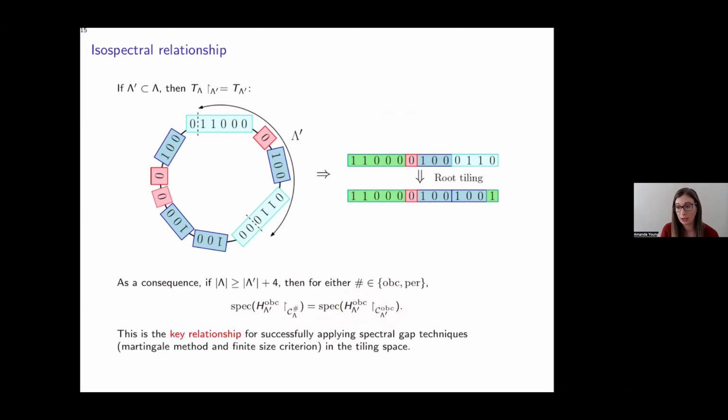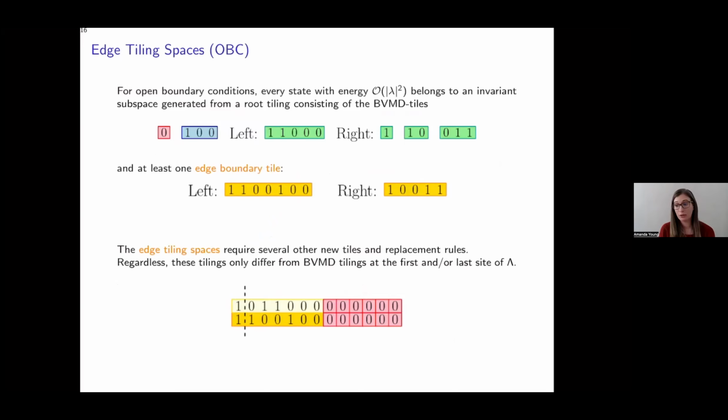And this is the key relationship you need to be able to get the uniform gap result for the tiling subspace. Now, I've talked with you a lot about the ground states, but what about the edge states? Where do the edge states live?